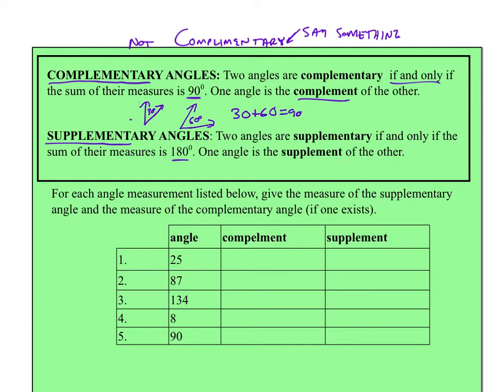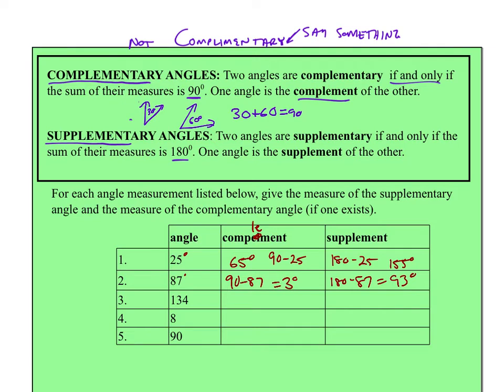So if we look down here at the chart, this is supposed to be complement, not compliment. So for a 25 degree angle, the complement would be 65 degrees. You take 90 minus the 25. The supplement would be 180 minus 25, so that would be 155. For 87 degrees, it's 90 minus 87, which is 3 degrees. The supplement would be 180 minus 87, so it's going to be 93 degrees.